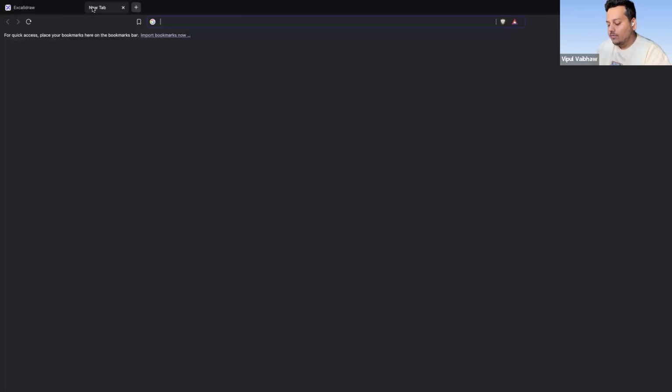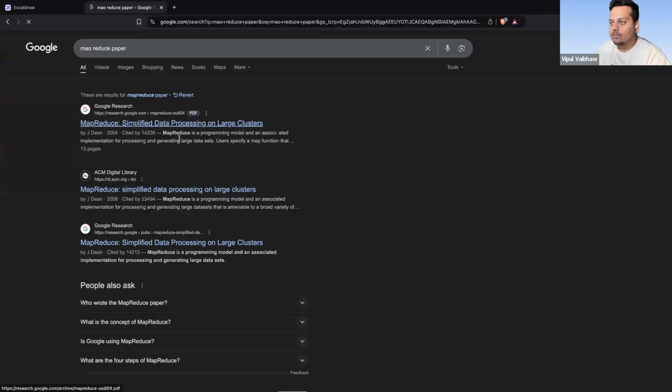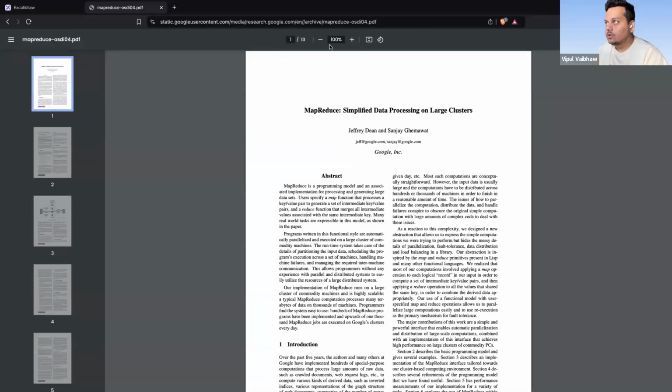All right. So there is a very famous paper about MapReduce, very easy to read. I'll just pull it up. Written by Jeff Dean, of course. And I will share it as well so that you all can read whenever you have time.